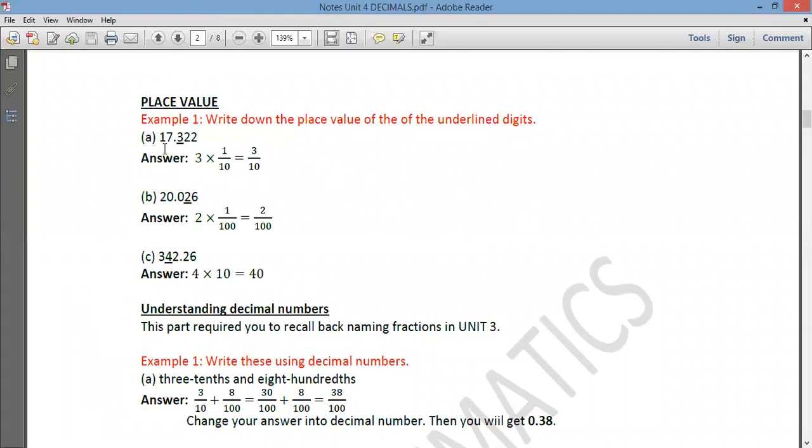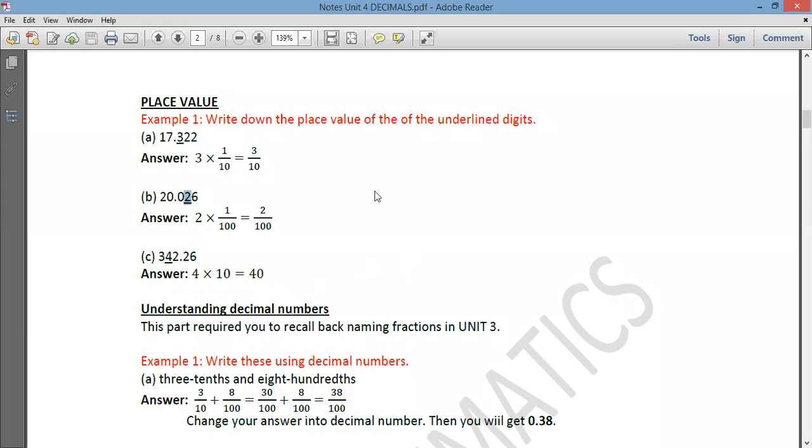Okay, you look at example A, place value. So this one, the first number after the decimal point, number 3, always times 1 over 10. So 3 times 1 over 10 is 3 over 10. So in exam, you better show your working like this, okay? And this is your final answer, 3 over 10. Okay, second number after the decimal point, you have to times 1 over 100. So your answer will be 2 over 100. Okay, last one I explain D.